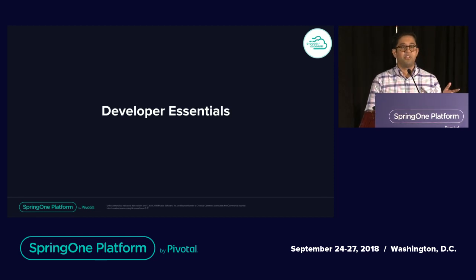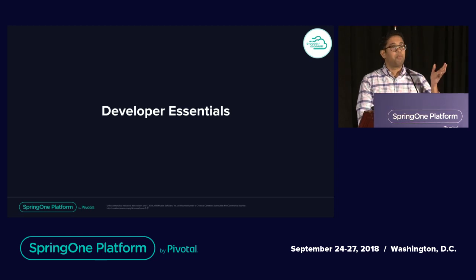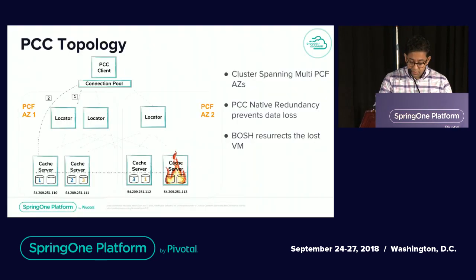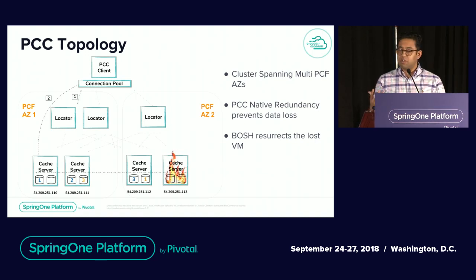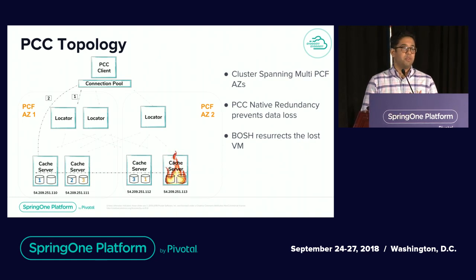Here are some of the developer essentials when you think about programming with Pivotal Cloud Cache. The PCC topology looks like this: you have a PCC client. It has a small jar file as part of the Spring Data Geode project, which is the open source core of PCC, and it maintains a connection pool. That connection pool maintains a direct connection to all the cache servers which actually hold the data. The locator processes that you see there are nothing but management processes. They don't hold the data. They just manage the membership.